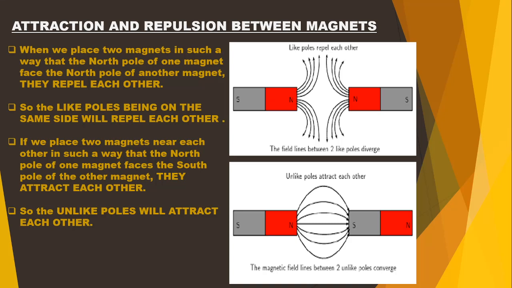Next, again, with the same magnets, we are placing two magnets near each other in such a way that the north pole of the one magnet is facing the south pole of the other magnet. So if we do this activity, we will see that unlike poles of the magnets are attracting each other. So these unlike poles, that means one magnet's north pole and the other magnet's south pole, are coming closer to each other, or in a way we can say they are attracting each other.